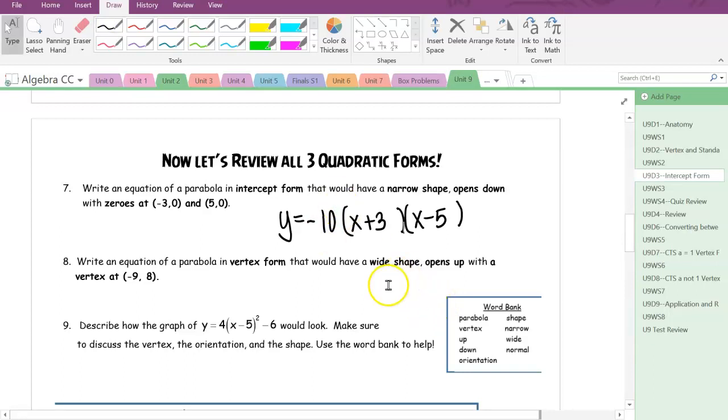All right, number 8, write an equation of a parabola in vertex form that would have a wide shape, opens up with a vertex at (negative 9, 8). Vertex form, remember, has our parentheses squared. Also remember that in vertex form, we change the first sign, so this would be an x plus 9 here. The other sign stays the same, so that's a plus 8. Now I need a wide shape opening up, so that has to do with my a value. Wide shape was some sort of fraction between 0 and 1. Opens up means it needs to be a positive. Okay, so that one's all set.